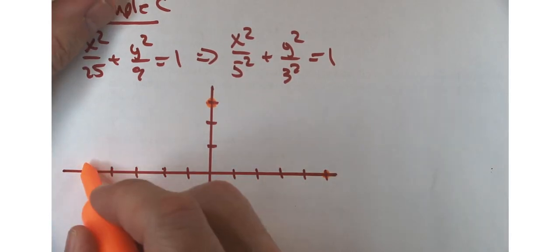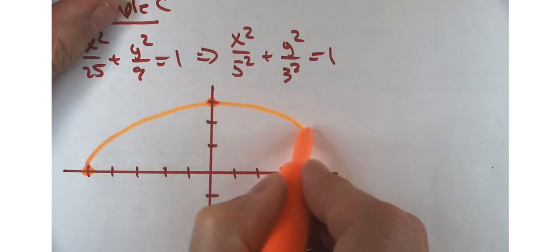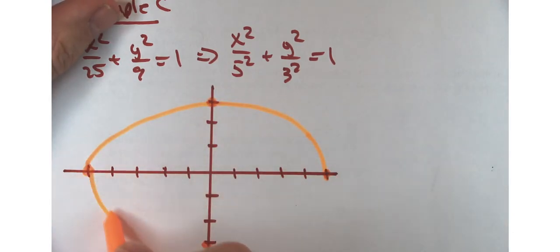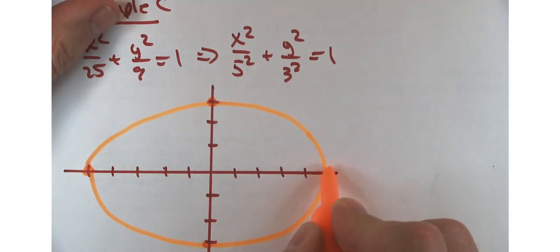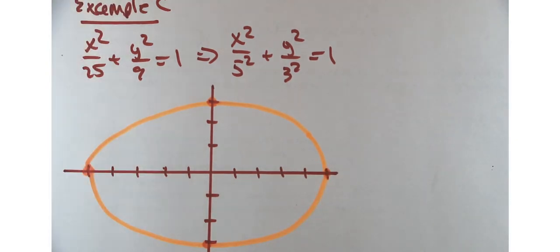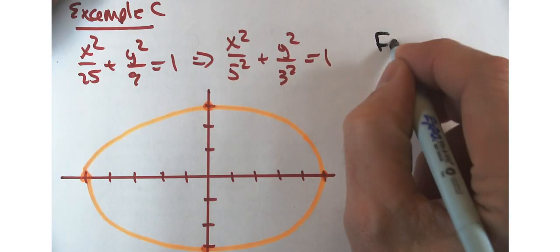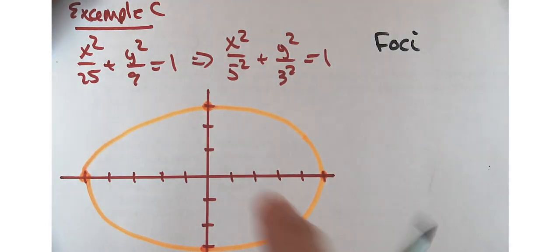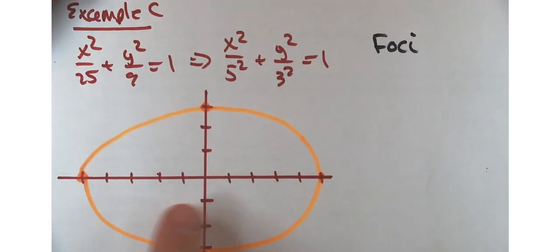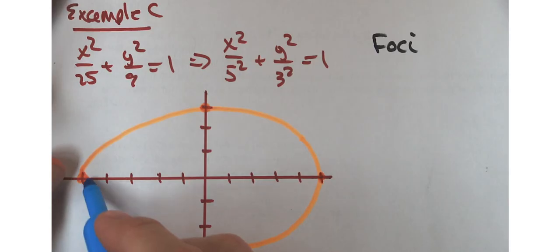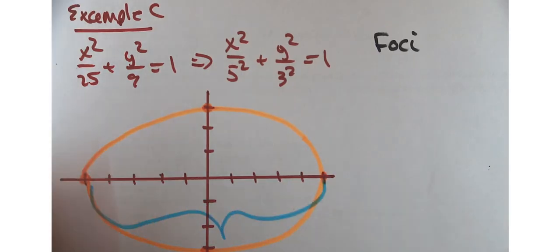Something like this. Nice. Now we have to determine the foci. And to determine the foci, you're going to need to determine c. The foci are going to lie along what's called the major axis. The major axis is the longer of these two axes. So that's your major axis.